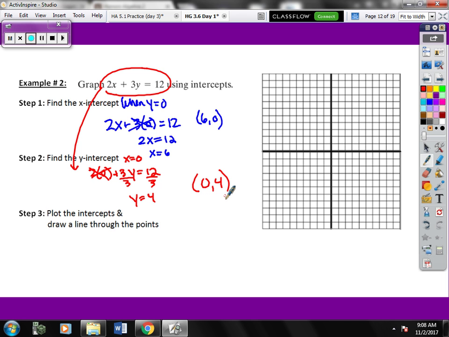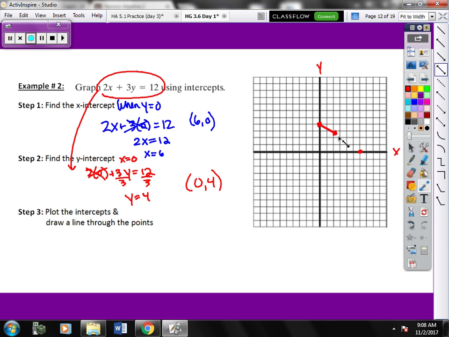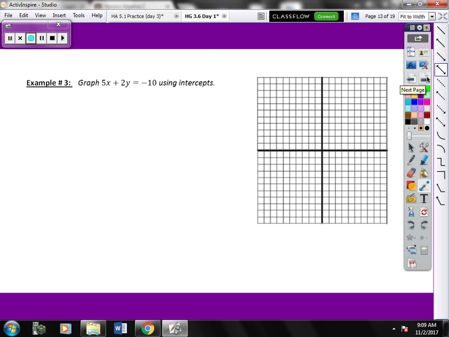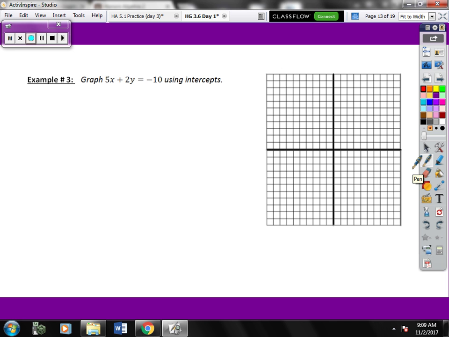So we're going to plot the intercepts and then draw a line through the 2 points. My x-intercept was at 6. My y-intercept was at 4. And then we're going to connect those with a line. Again, you can see, even as I'm drawing with my line tool, it could be ever so slightly off because you're drawing it through only 2 points instead of 3. Last one says graph using intercepts. Go ahead and try that one on your own.